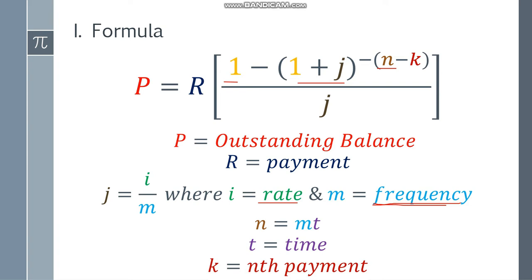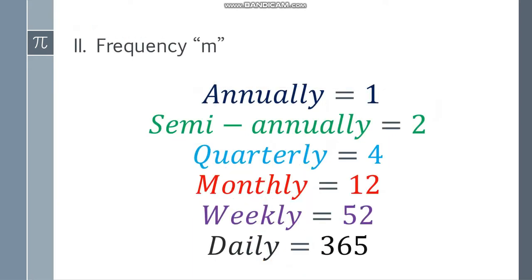So, let's find out kung ano ba yung ibig sabihin ng m. So, frequency m. So, pag sinabing sa problem annually, so 1 siya, ang m mo ay 1. Semi-annually, then ang m mo ay 2. Quarterly naman, that will be 4. Monthly ay 12. Weekly naman ay 52. At daily ay 365.